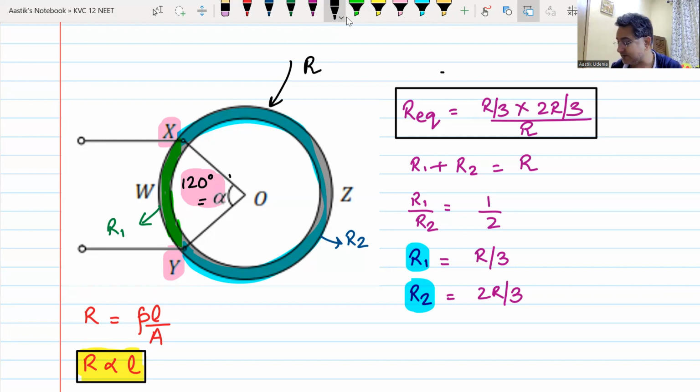Everyone understands? This total angle is 360 degrees. One angle is 120 degrees. The other angle is 240 degrees. Therefore, the length of the second part is 2 times the length of the first part. We understand this? Yes, sir.